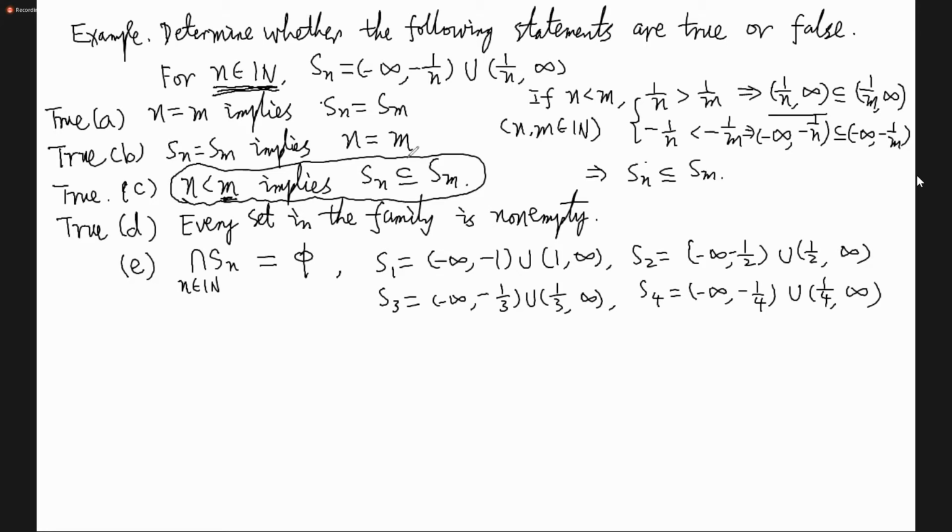In other words, as the subscripts increase, the sets become larger, right? So S1 is going to be the smallest set, and S2 is larger, S3 is even larger. So as the subscript increases, the set becomes larger and larger. The first set S1 is the smallest. It's contained in every set when the subscript is bigger than 1. So because of this, we know this intersection is equal to S1.